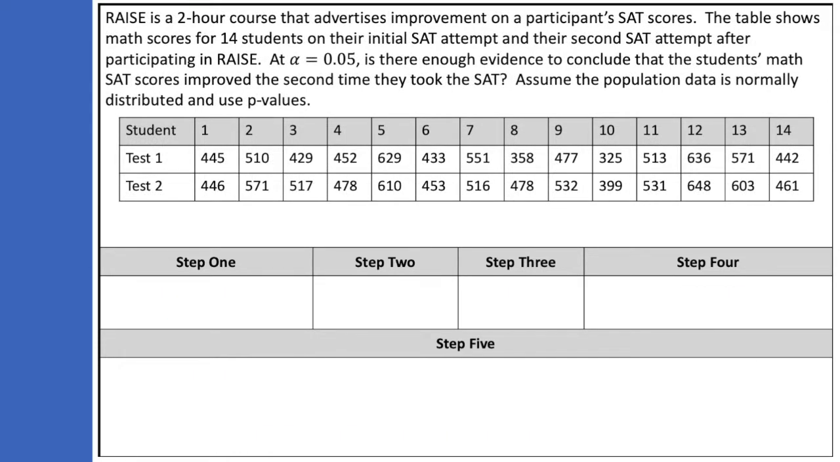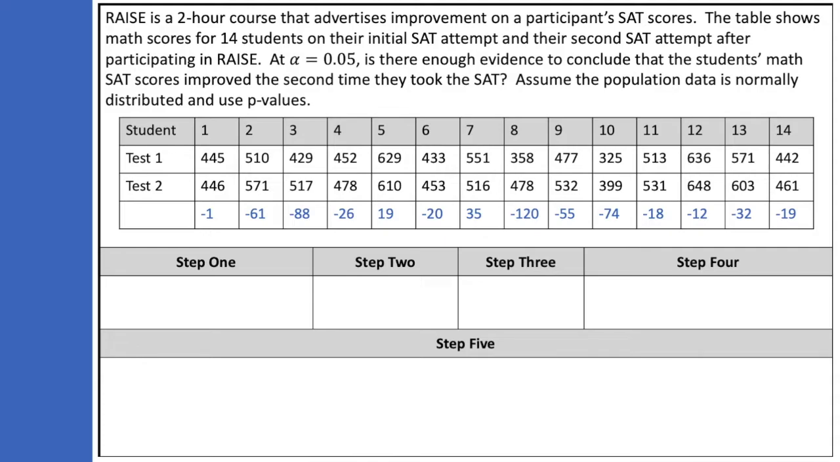One more. RAISE is a 2-hour course that advertises improvement on a participant's SAT scores. The table shows math scores for 14 students on their initial SAT attempt and their second SAT attempt after participating in RAISE. At alpha equals 0.05, is there enough evidence to conclude that the students' math SAT scores improved the second time they took the SAT? Assume the population data is normally distributed and use p-values. Again, let's pull up the differences to get started.